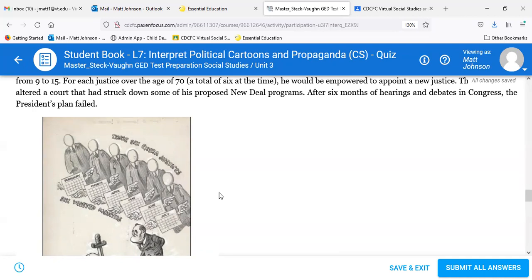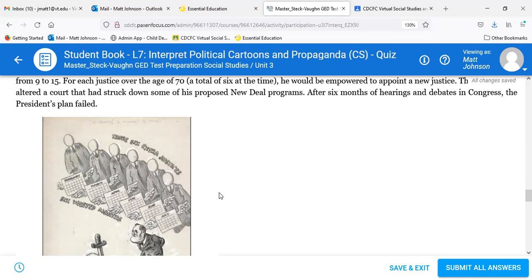So when things went to the Supreme Court for them to rule on, like things in the New Deal program, they were coming back and saying, well, this is unconstitutional. You can't do this, you can't do that. And so, Roosevelt thought that was really holding up his plans for the New Deal. He was getting things through, but not everything that he wanted.